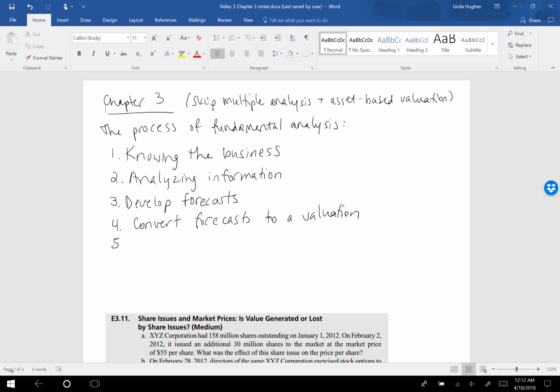And step 5 is do something about it. Trade on the valuation. Turn that valuation and our hard work in steps 1 through 4 into some good cash.